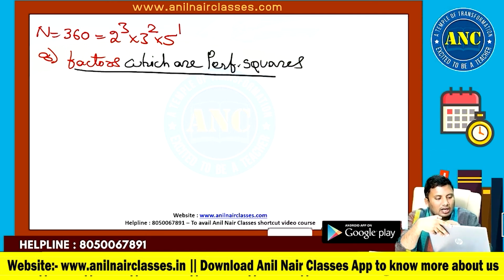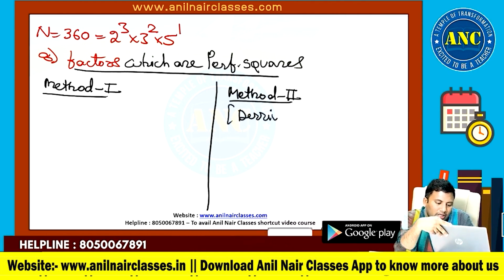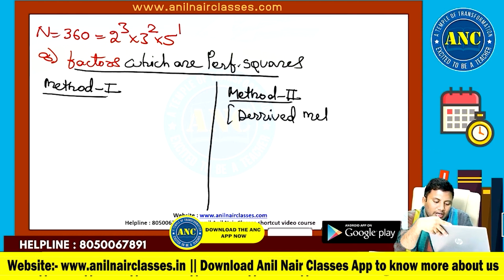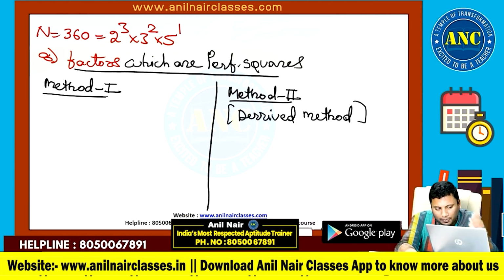Factors which are perfect squares. Two methods: method 1 and method 2. Method 2 is a derived method. Now, factors which are perfect squares.